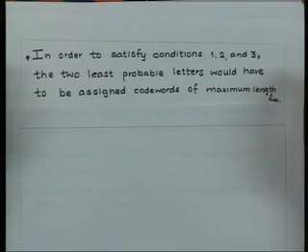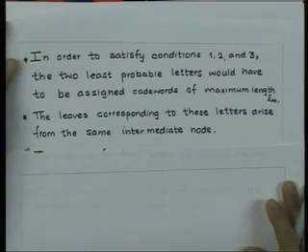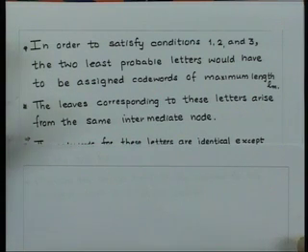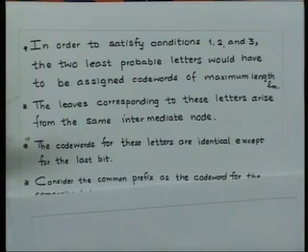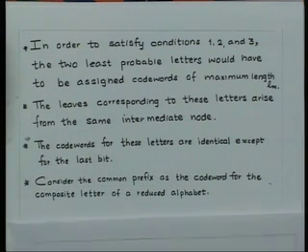So, in order to satisfy conditions 1, 2, and 3, the two least probable letters would have to be assigned code words of maximum length, let us say LM. Furthermore, the leaves corresponding to these letters arise from the same intermediate node. What this implies is that the code words for these letters are identical except for the last bit. So, what we can do is consider the common prefix as the code word for the composite letter of a reduced alphabet.